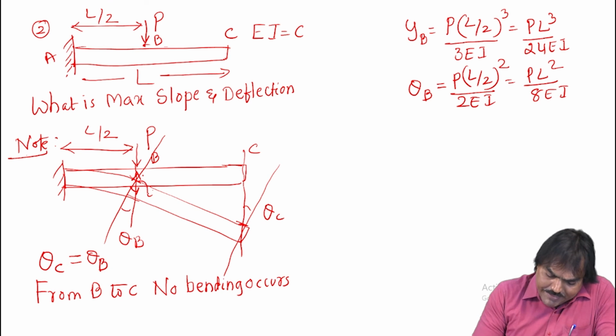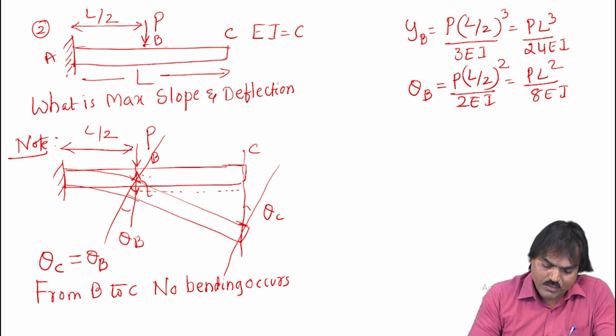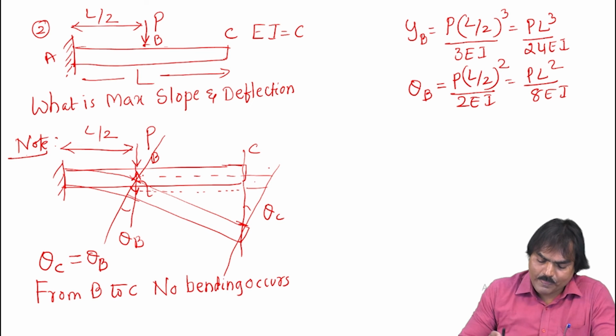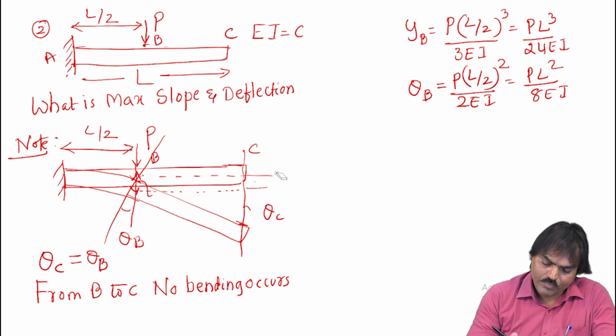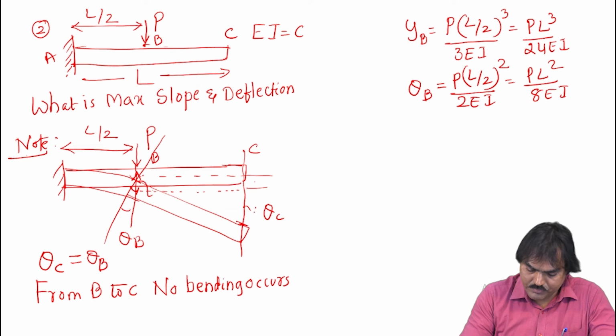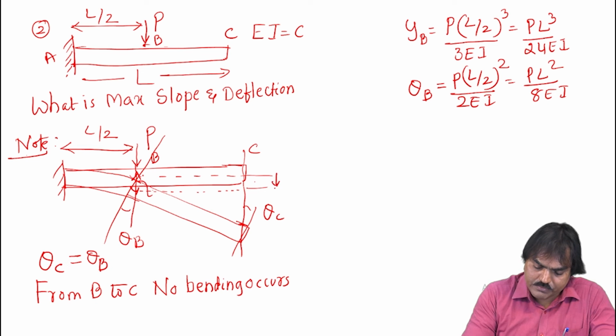Now see, if I draw a horizontal line here, this distance becomes YB.